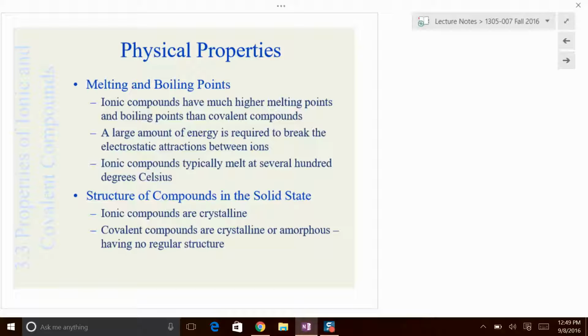All right? Ionic compounds are usually crystalline solids. They form solids because they're salts. We refer to them as salts, and they form crystalline structures. Covalent compounds can be crystalline or have amorphous structures as well. Okay, so they can have both once they're solids.